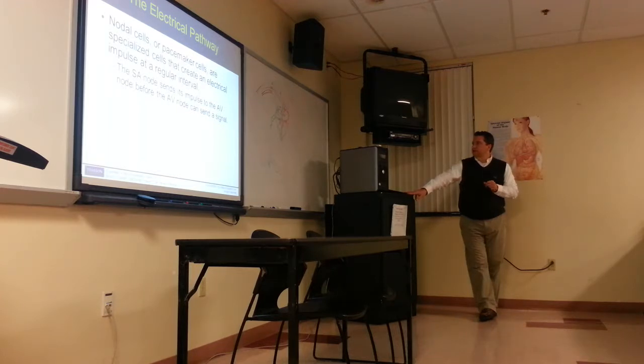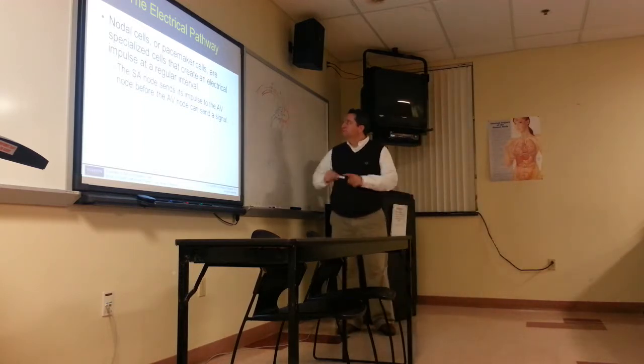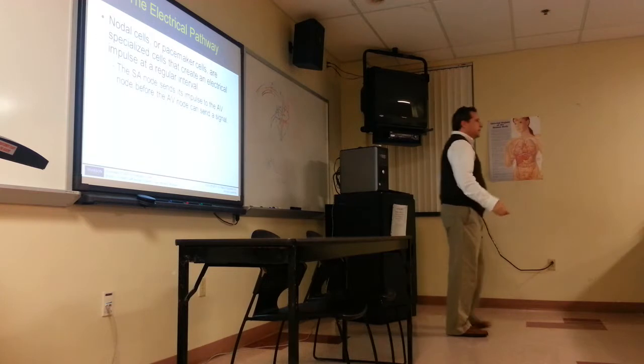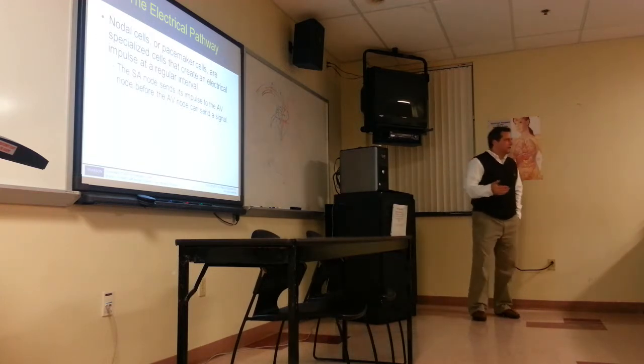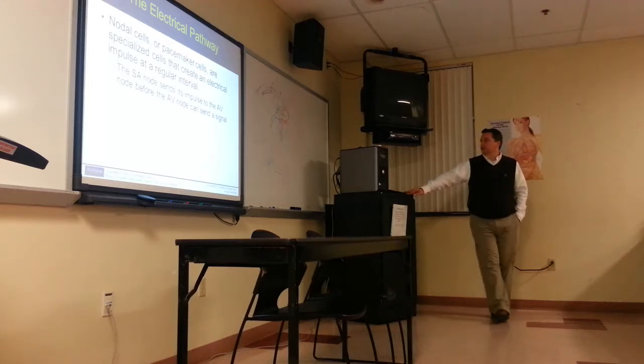The SA node sends the impulse to the AV node before the AV node can send a signal. Understand there's also specialized cells around the SA node. There are other nodal cells around there that can kick in, that can help boost the SA node. That's sort of a backup if the SA node isn't quite strong enough. But if it's really too weak, then we need to create a new one for the person.